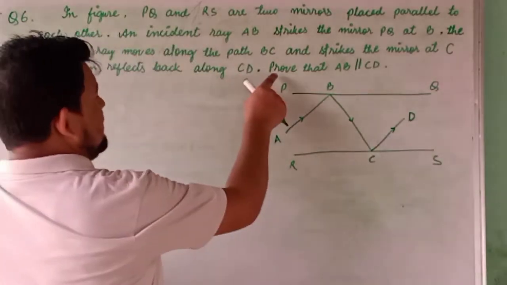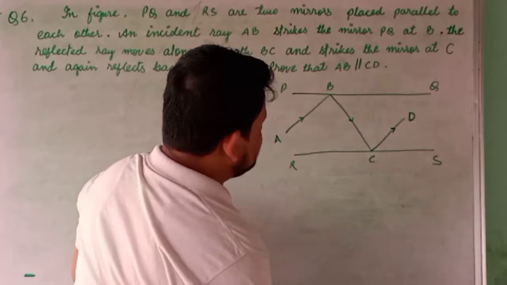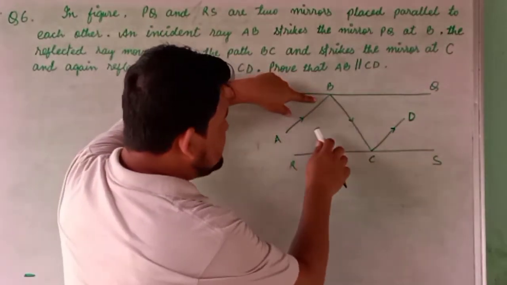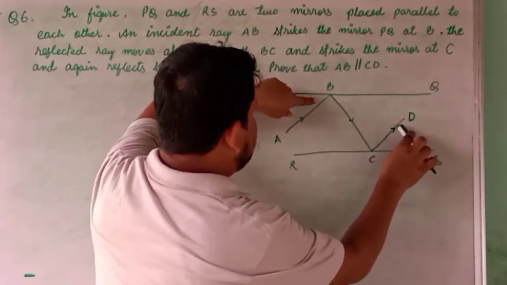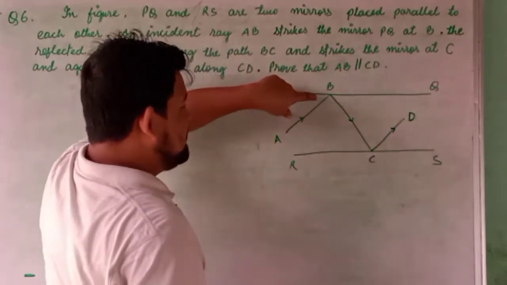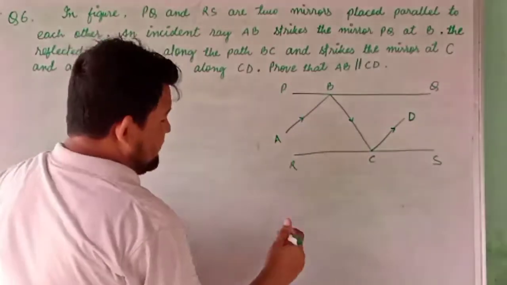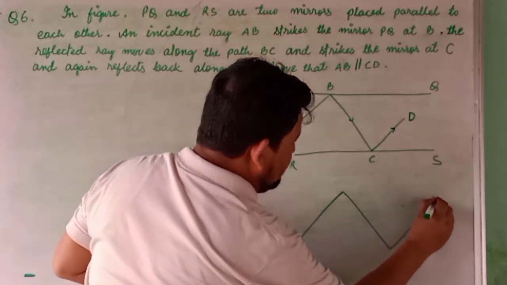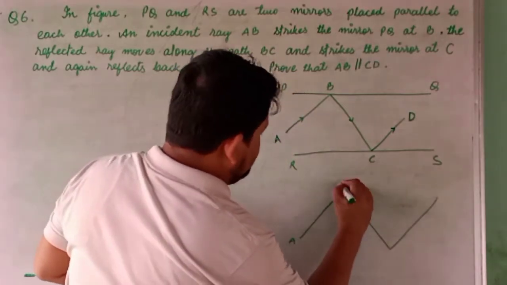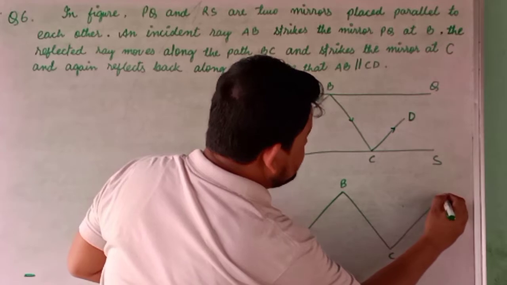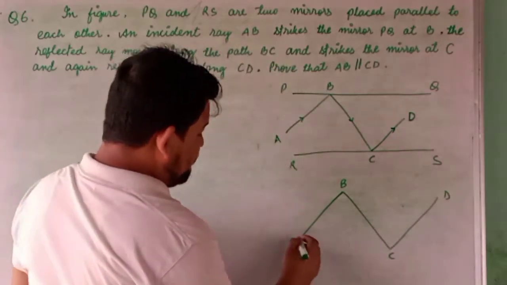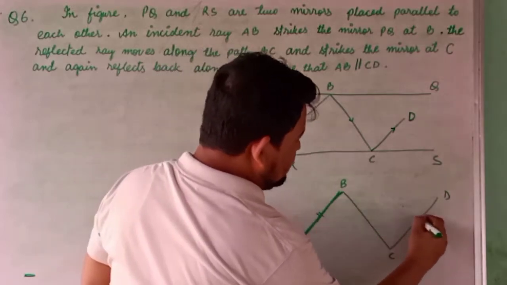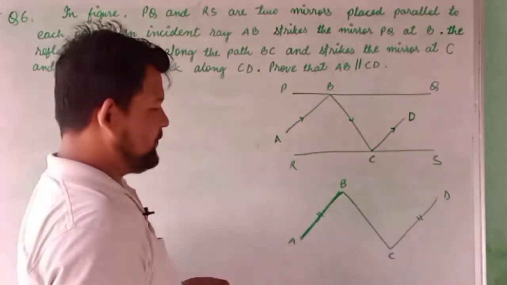Now what are they asking us? Prove that AB is parallel to CD. So you have to prove that this ray AB is parallel to this ray CD. If you draw the diagram separately, we will get something like this, with A, B, C and D. We have to prove that this line AB is parallel to this line CD.